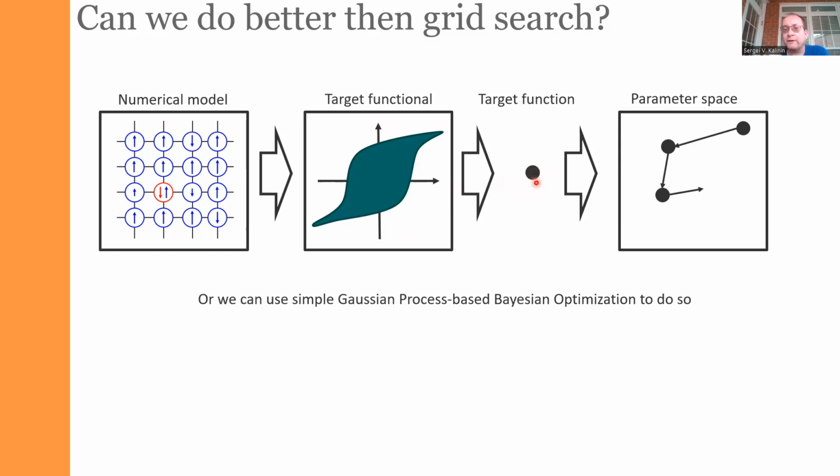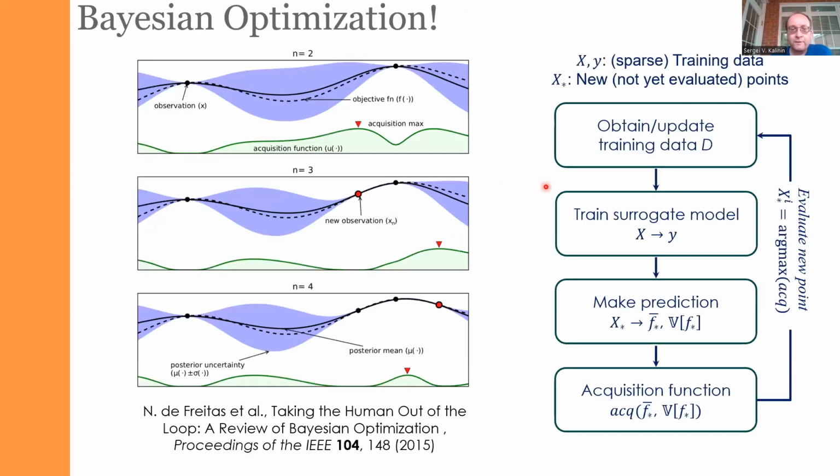If we have one target function, so a scalar, then it becomes Bayesian optimization. If it is several of them, then it is a multi-objective Bayesian optimization. And then what we want to do is explore the parameter space, trying to improve this particular target function. So it turns out that, okay, you've already seen this slide.